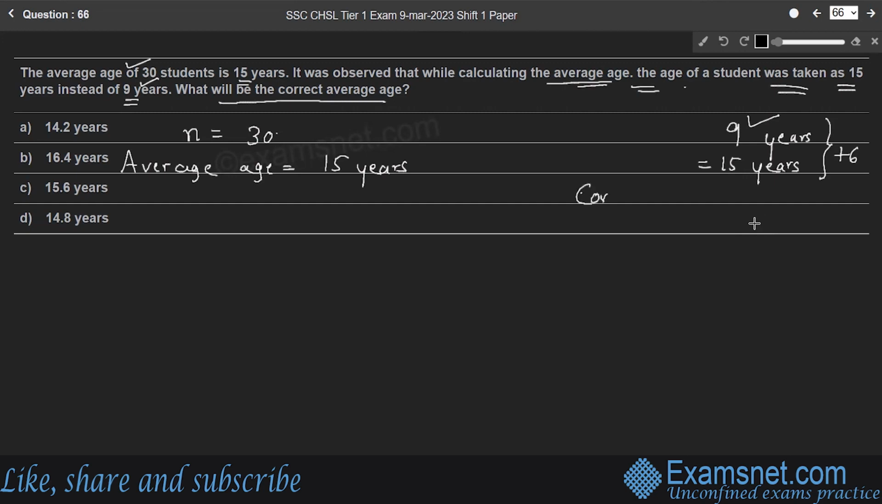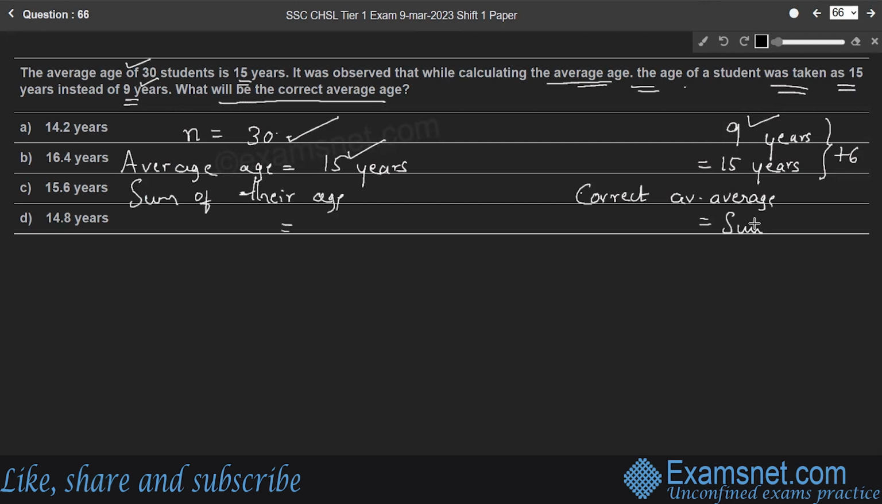So for average age, we need the sum of their ages, right? It may be the correct average age or the wrong average age. For average age, we need the sum of their ages divided by the number of students. Let us take the sum of their ages when the number of students is equal to 30 and their average age is 15 years, right? So the sum of their ages.